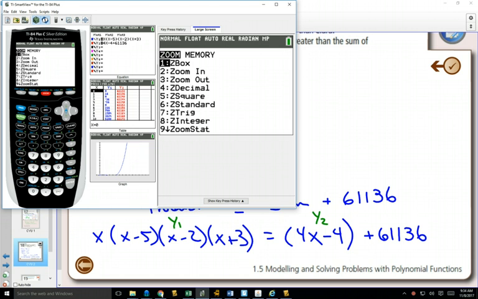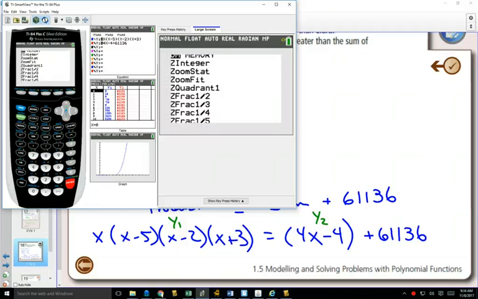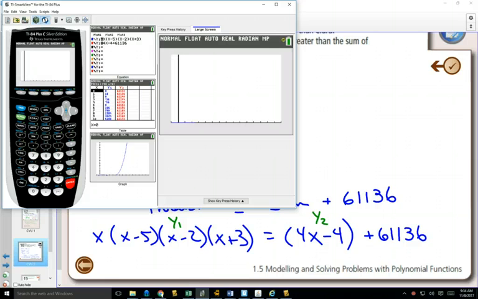Some people like to do zoom fit, because it should show both graphs. Sometimes this also doesn't give us a very nice scale. So there's my one graph. Oh, and there's my other graph.